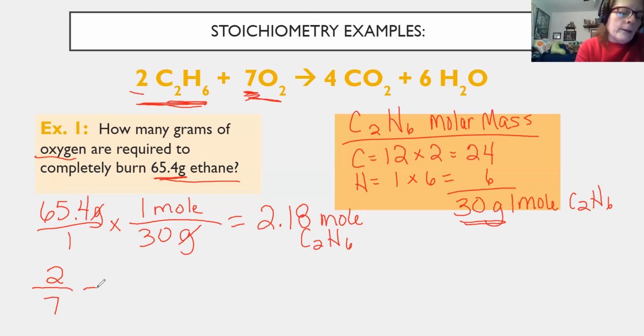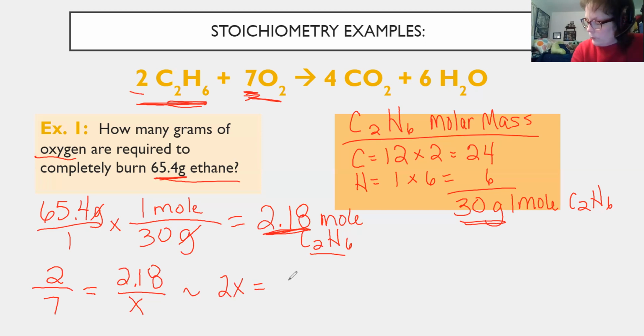But what we've got to figure out now is how many moles of oxygen we're going to have with just a little more than 2.18 moles of C2H6. Okay, so now we set it up like we did before. Plug all that into a calculator. You get 2x is equal to 15.26, because 7 times 2.18 is 15.26. Now just solve for x.